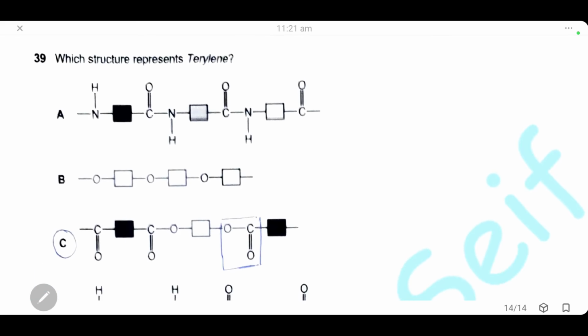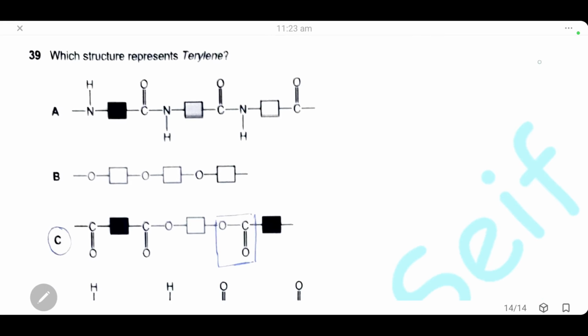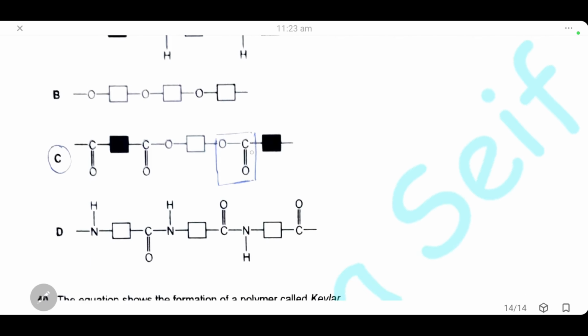Question 39. Which structure represents Terylene? Terylene is a polyester, so we will search for the ester linkage, and the ester linkage is like this. One monomer contains carboxylic acid and the other molecule contains a hydroxyl group, and they connect together by removing one molecule of water. So here the answer will be C, because we have the ester linkage as shown, from two different molecules. One, the black one, is the carboxylic acid, and the white one is the alcohol that contains the hydroxyl group, so the answer is C.